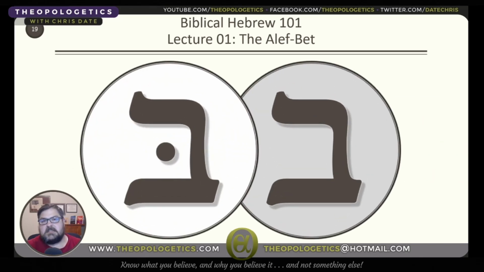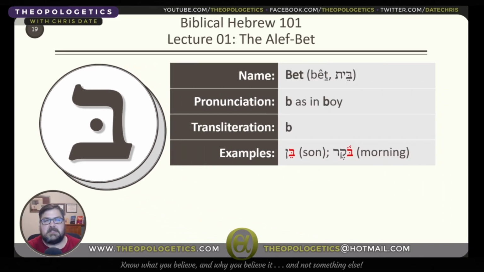The next consonant in the Hebrew Alef-Bet is called bet. The reason that I've put two versions of it will become evident in a moment, but let's just talk about the version of it that has a dot in the middle. Again, this is the letter bet, and it's pronounced like the letter B in the English word boy. For that reason, it is transliterated as an English B.